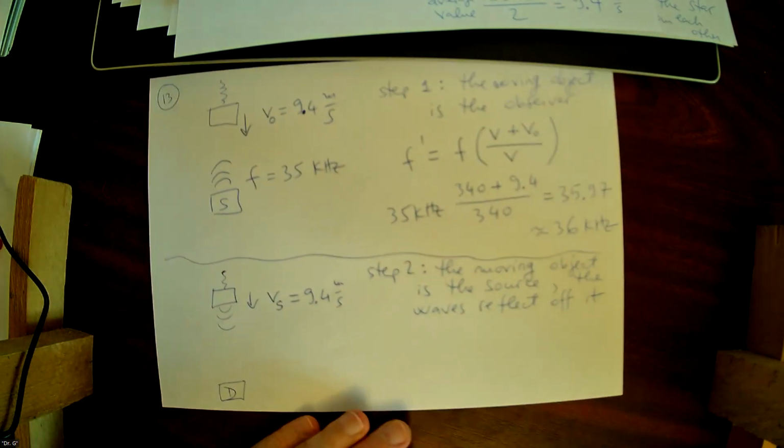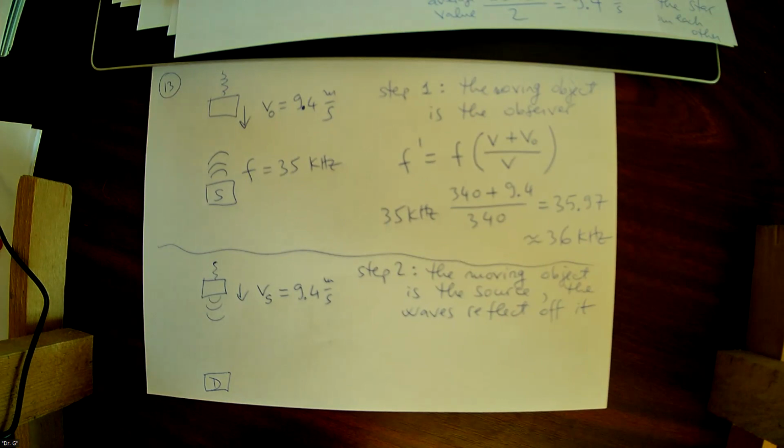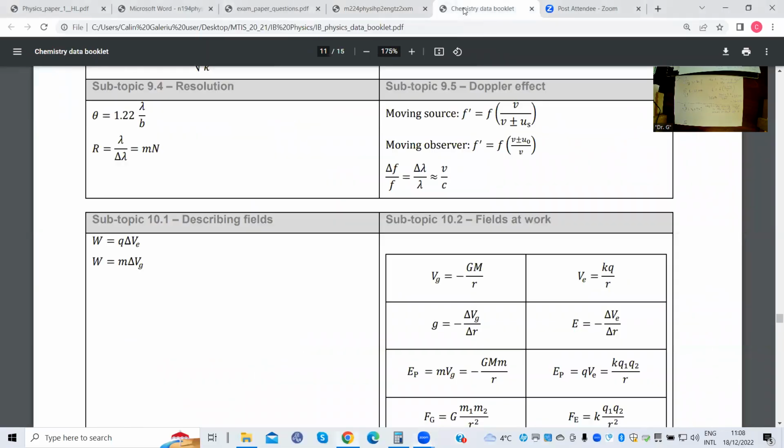Okay, so now we have to use the formula for a moving source. Moving source, F prime. I'm going to say F double prime because F prime is what we calculated above. It is F times V over V minus V source. The source is moving towards the detector. The frequency must get bigger, so I have a minus sign.